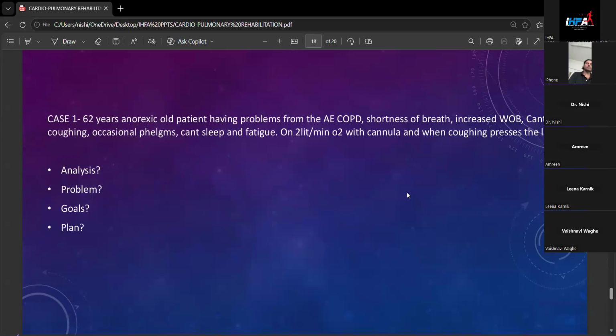So now we'll just discuss 1, 2 cases for better understanding. First case is a 62-year-old anorexic patient who has acute exacerbation of COPD, shortness of breath, increased work of breathing, and can't stop coughing and has occasional phlegms, can't sleep and has fatigue, and is on 2 liters per minute of O2 with cannula, and while coughing presses the leg. So according to you, what is the condition the patient has?